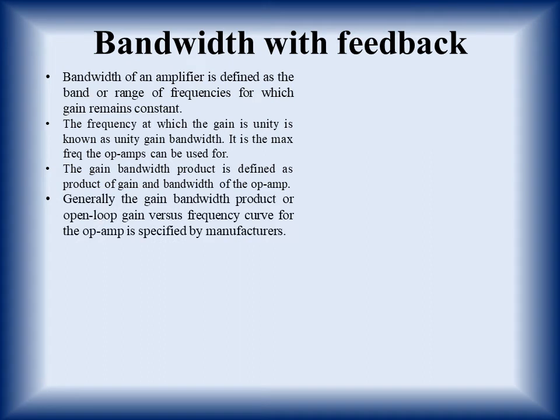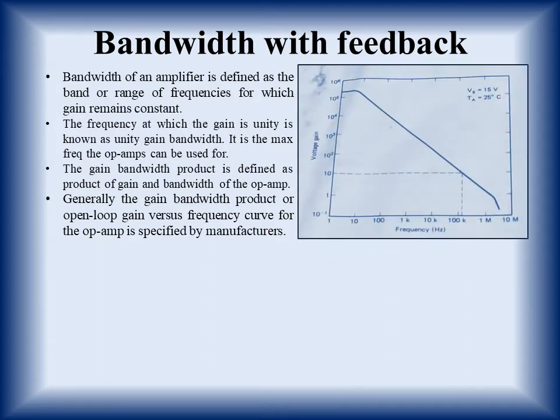Why are we discussing all these? Generally the gain bandwidth product or the open loop gain versus frequency curve for the op-amp is specified by manufacturers. Either we are given the gain bandwidth product in the data sheet tables, or the open loop gain versus frequency curve is provided by the manufacturers to show the behavior of the operational amplifier. One such figure we'll see here. This is the gain versus frequency curve for a 741 operational amplifier.